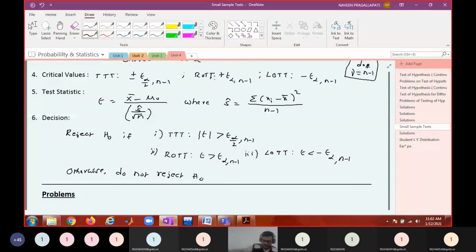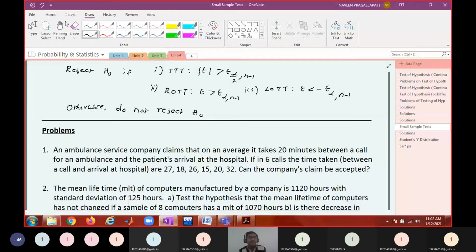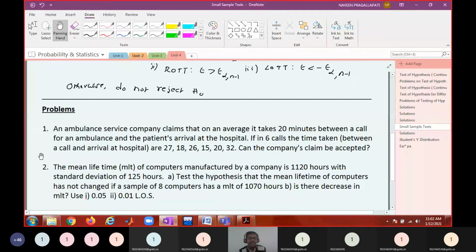Yes. Right. Now we'll do some problems. All of you look at the first problem. An ambulance service company claims that on an average it takes 20 minutes between a call for an ambulance and the patient's arrival at the hospital. That is the claim given by the ambulance service company.